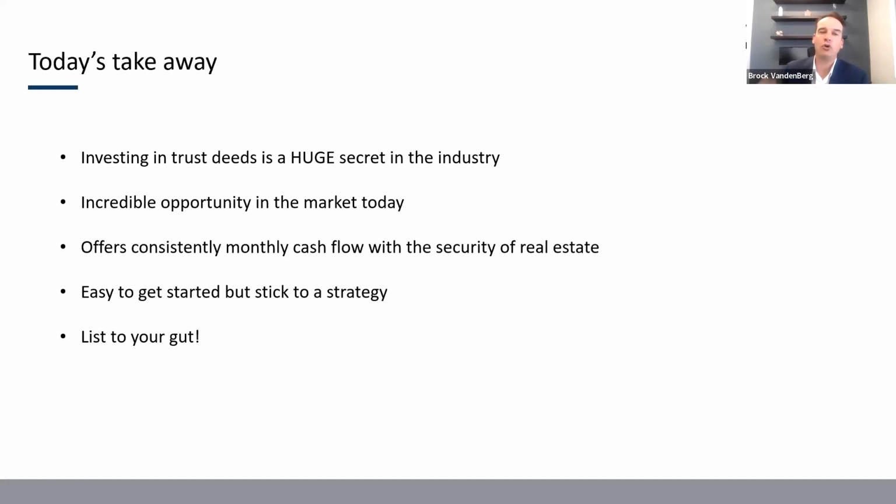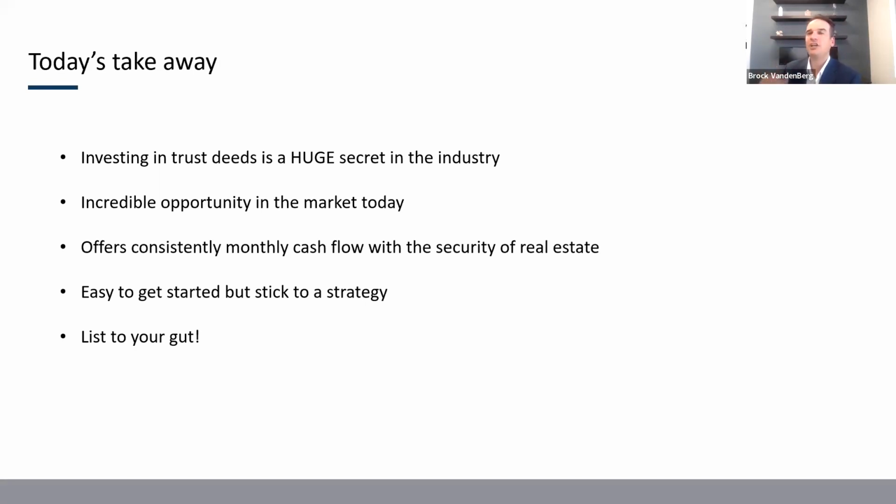Number two, incredible opportunity in the market today. With inflation and banks pulling back on lending, there is a huge demand for your capital, and you can get paid for it. Number three, consistent monthly cash flow. How do you invest in today's market and earn consistent monthly cash flow? This is one of the best options out there right now.